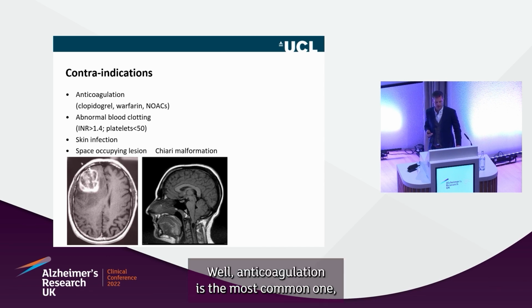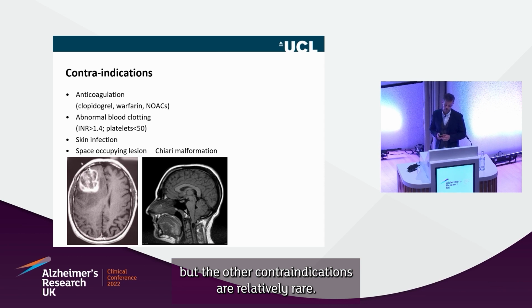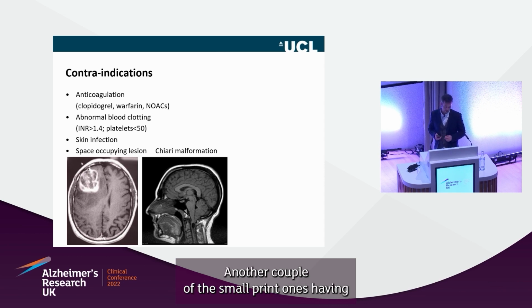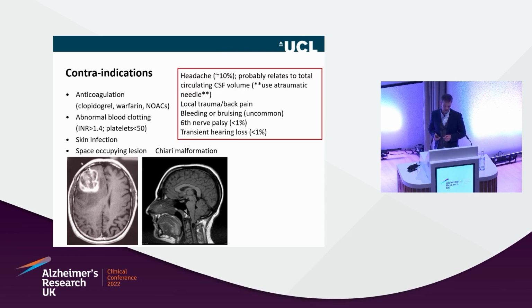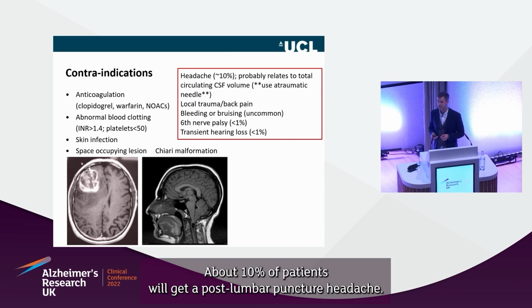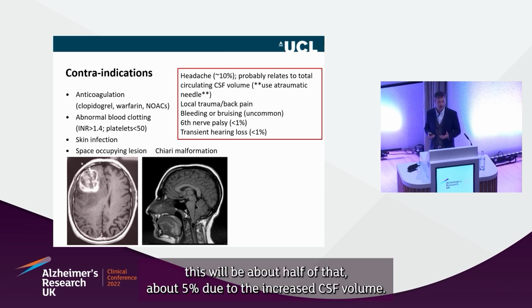Contraindications, well, anticoagulation is the most common one, but in the elderly population, that is a significant exclusion, but the other contraindications are relatively rare. Another couple of the small print ones, having a big tumour with raised intracranial pressure or having a Chiari malformation are clearly contraindications. Side effects, about 10% of patients will get a post-lumbar puncture headache. In reality, in the dementia population, this will be about half of that, about 5%, due to the increased CSF volume.